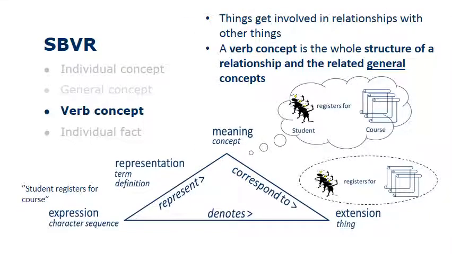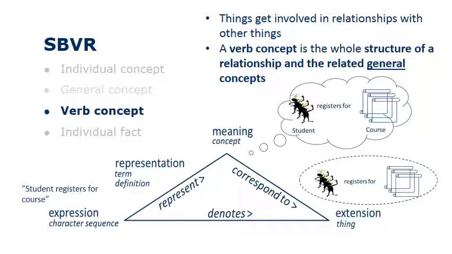The first two concepts that we discussed, individual concept and general concept, were focused on nouns. Now we go to the verbs, because things get involved in relationships with other things. And you can see a verb concept as the whole structure of the relationships and the general concepts that are related. Look at the figure here in the bottom, in the extension.